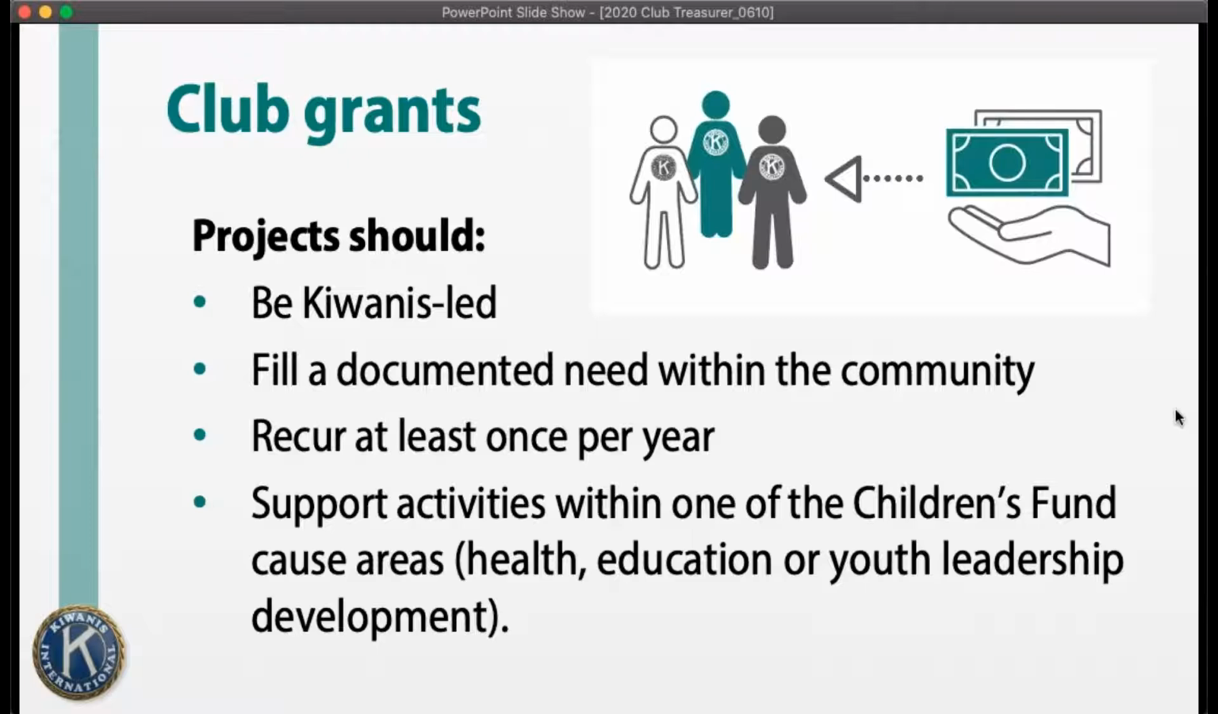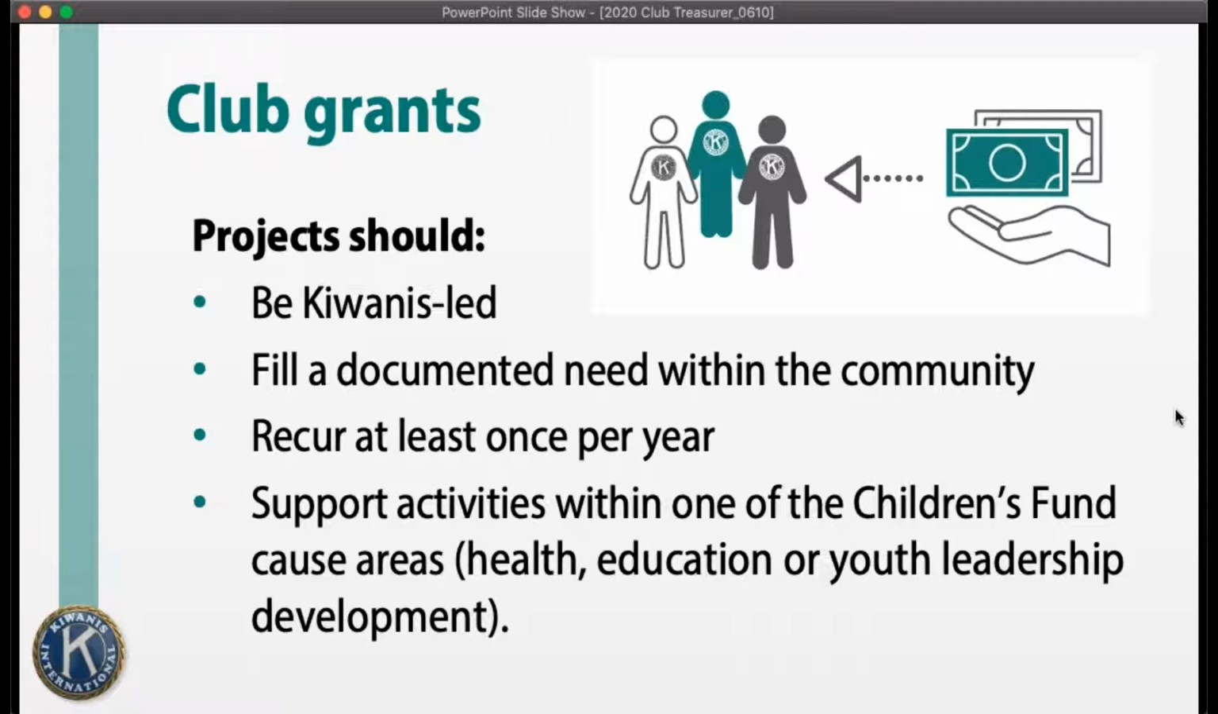The Children's Fund is also a great resource for you, and they have a great club grant program to help address an unmet need that affects children in your community by supporting a project that provides some long-term benefits that your club can sustain. Not all projects, though, are eligible for a grant, and in general, the project should be Kiwanis-led, fill a documented need within your community, recur at least once a year, and support activities within one of the Children's Fund cause areas, which are health, education, or youth leadership development.